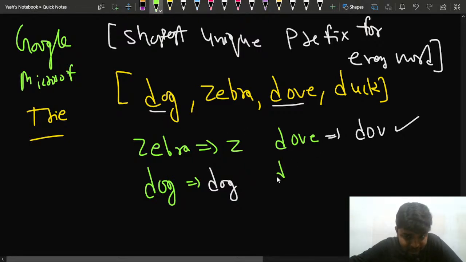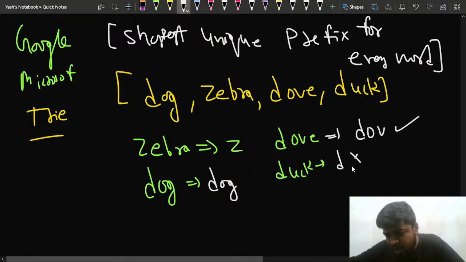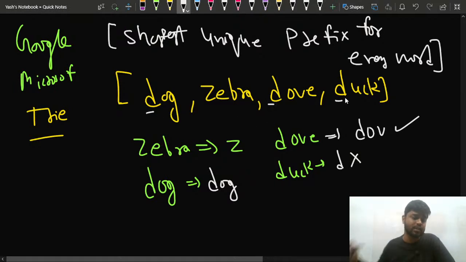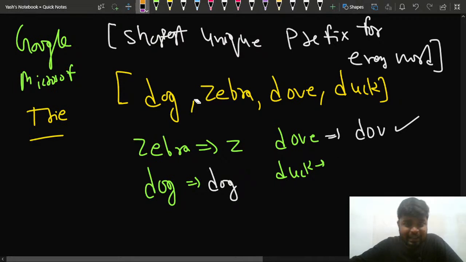Now next up, if I have duck, can I represent this duck with d? I cannot represent this duck with D because dog is also starting with D, dove is also starting with D, and duck is also starting with D. So this will create confusion for me. Can I represent this duck with DU? I'll take the next prefix and try to see whether I can do this with DU or not. Yes, I can do this. Why? Because there is no other word which has du.